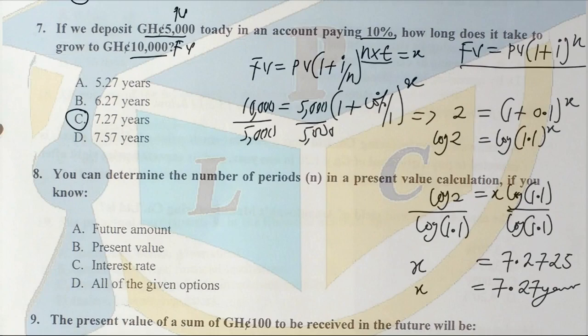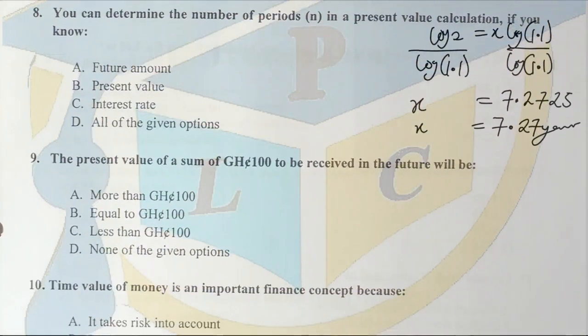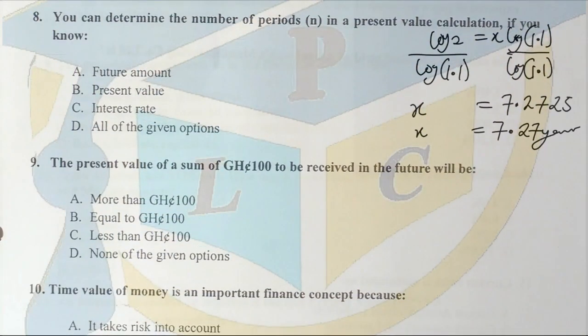So let's move on to question 8. Question 8: you can determine the number of periods in present value calculation if you know. Now, the number of periods means we are talking about the compounding periods and I think even the time. The two will work together in this case. That's the n in this case. So let's write the formula, I think that one is going to help. Future value is going to be our present value into bracket the future value factor, which is 1 plus i divided by n, raised to the power n multiplied by t.